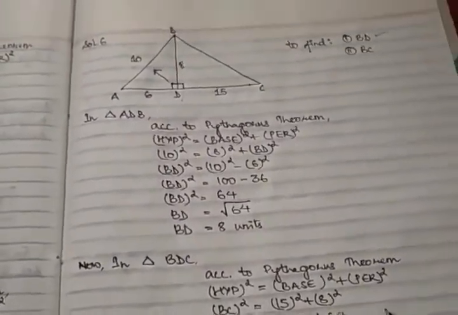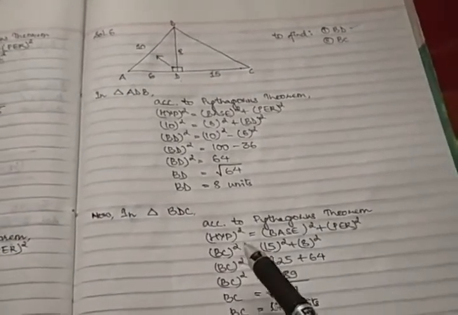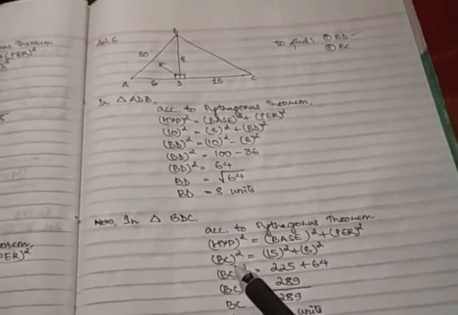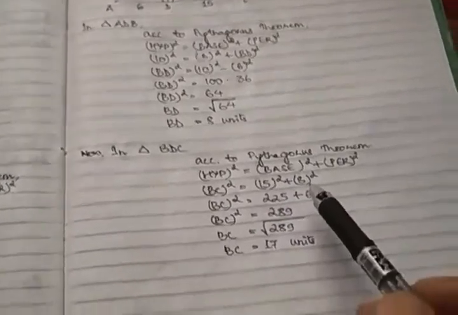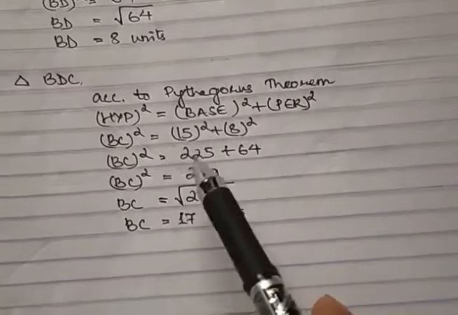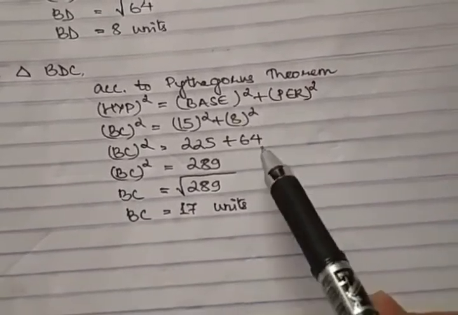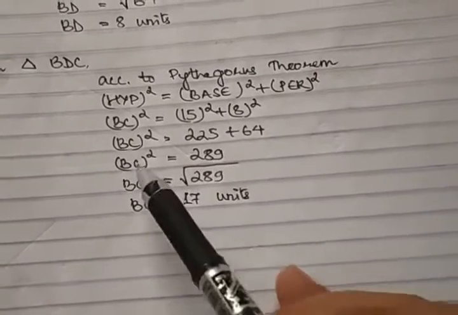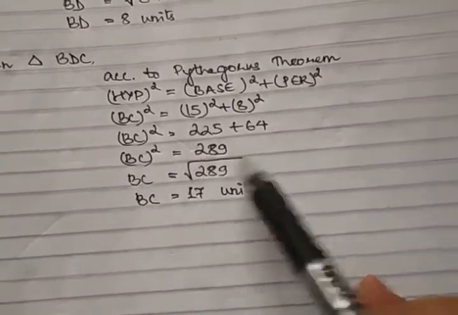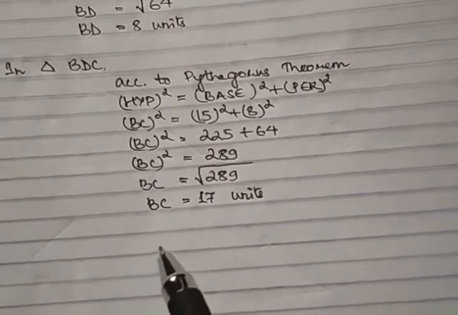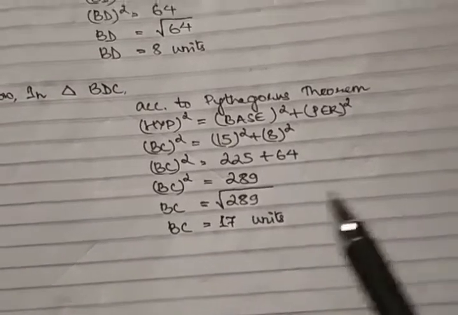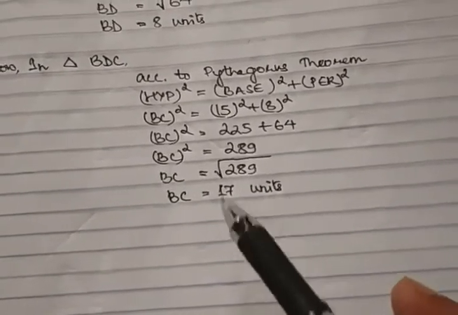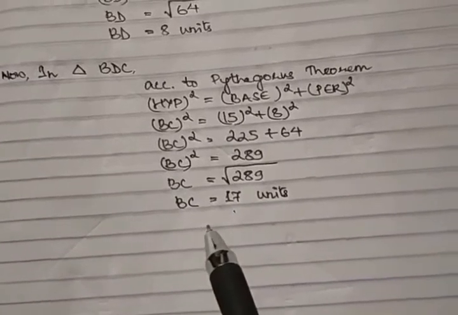See, in triangle BDC, according to Pythagoras theorem, look at the figure as well. Hypotenuse square equals base square plus perpendicular square. Hypotenuse we have there as BC, so BC square equals base, we got 15, so 15 square, plus perpendicular, we got 8, so 8 square. Now BC square equals 15 square, 225, plus 8 square, 64. Add this to get 289. BC square equals 289. BC equals the square root of 289. 289 is a perfect square of 17, or those who don't know that, you have to go through the prime factor method. In the prime factor method you will get 17 into 17 as 289, and you got BC as 17 units.